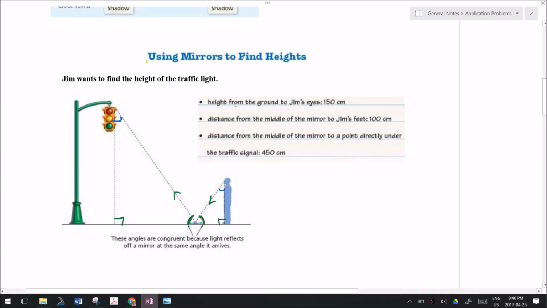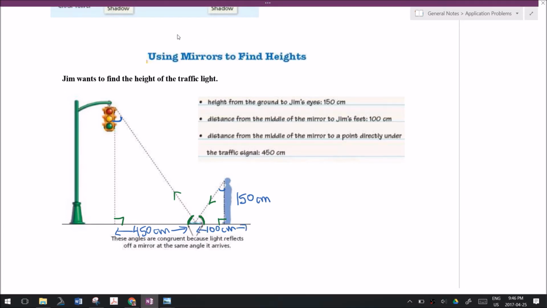So if I read what I'm given up here, the height from the ground to Jim's eyes is 150 centimeters. The distance from the middle of the mirror to Jim's feet is 100 centimeters. The distance from the middle of the mirror to the point directly under the traffic signal is 450 centimeters. So what I can do is use these similar triangles to find my unknown height.